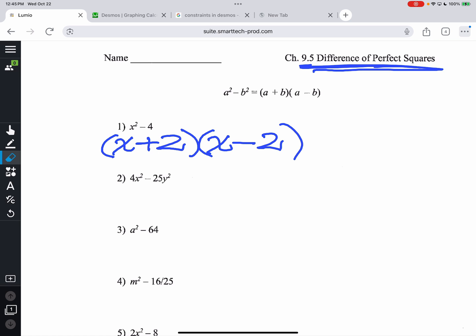Does the x always have to be first or does it matter? You do it in the order that it's given in the problem. You work it left to right in that order.